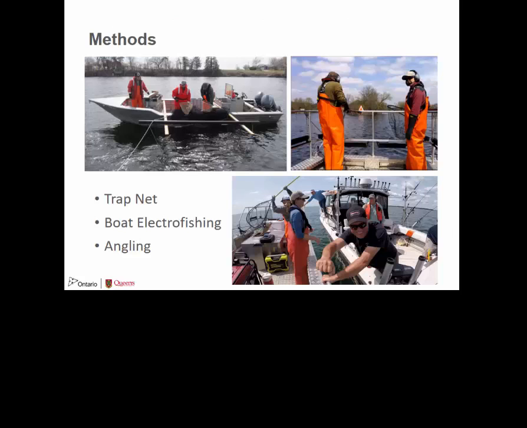So to do this, I'm just going to quickly go through our methods for last year. Last year we used trap netting and boat electrofishing to catch fish in the spring during the spawn. This was done in the rivers as well as the shoreline spawners. And then in the summer, to catch those trophy or larger walleye in the eastern basin, we used angling. So we contracted out some charter fishermen.